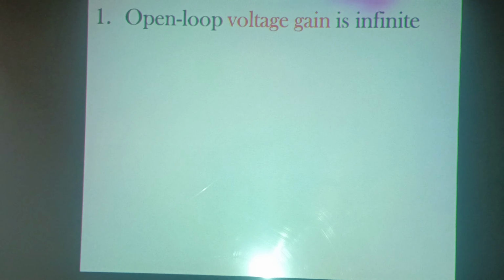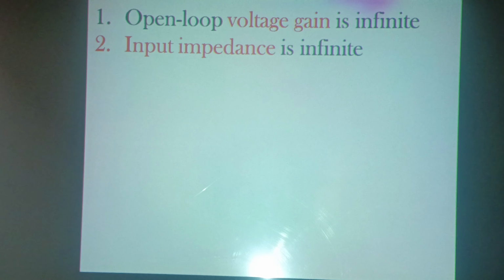Open loop is nothing but a configuration where there is no feedback voltage from the output applied to the input side. There is no feedback signal applied to the input side. For ideal op-amp, the open loop voltage gain is infinite.